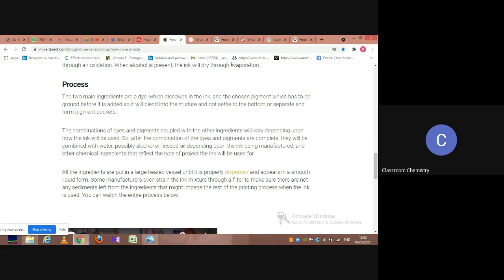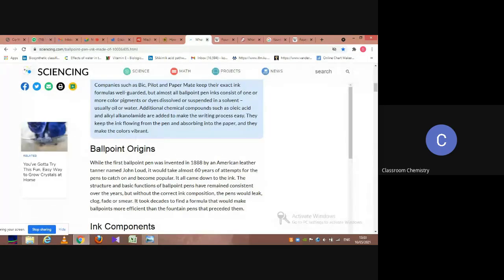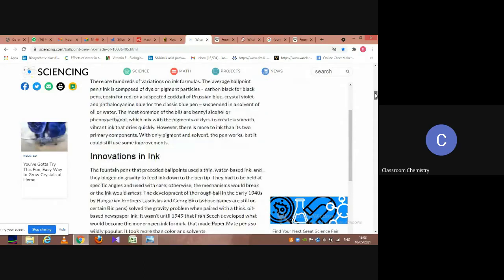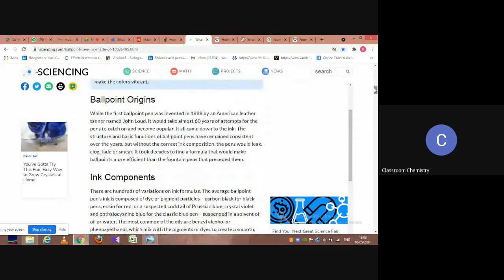ठीक आहे, त्याच्यानंतर आपल्याला माहित असेल बॉल पेन आलेला आहे. आपण आजकाल सगळ्यांच्याकडे बॉल पेन असतं. बॉल पेन मध्ये पण आपल्याला रिफिल असते, त्याच्यामध्ये पण आपण शाई भरतो, इंक भरतो. ओके, तर ह्या स्लाइड्स मध्ये तुम्हाला बॉल पेनचं ओरिजिन मिळेल. Okay, so the first ball pen was invented in 1888 by the American leather tanner named John Loud, and it would take almost 60 years of attempts for the pen to catch on and become popular. जवळपास 60 वर्ष त्याच्यावर काम केल्यानंतर त्याला तेवढी पॉप्युलरिटी मिळालेली आहे, and nowadays you can see that everyone uses this ball pen.